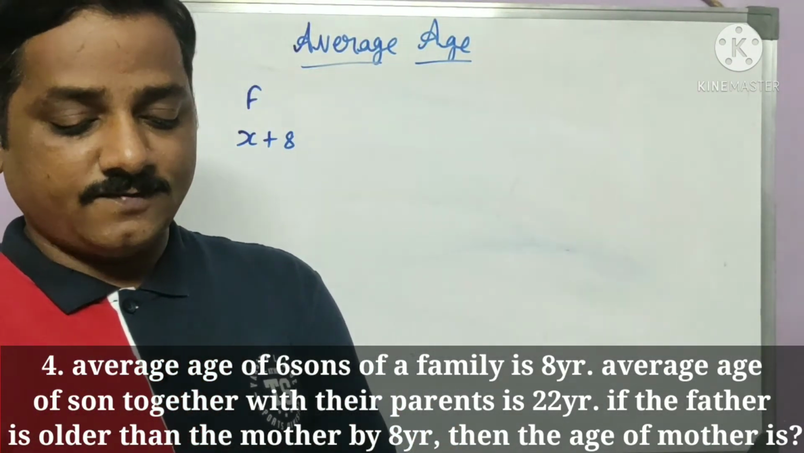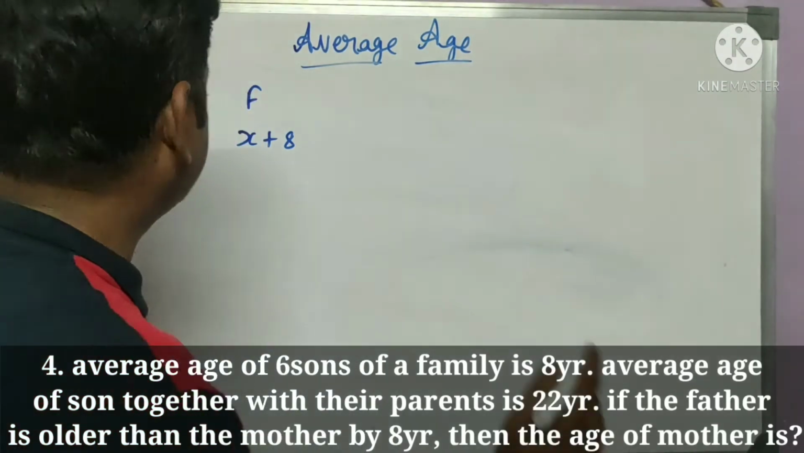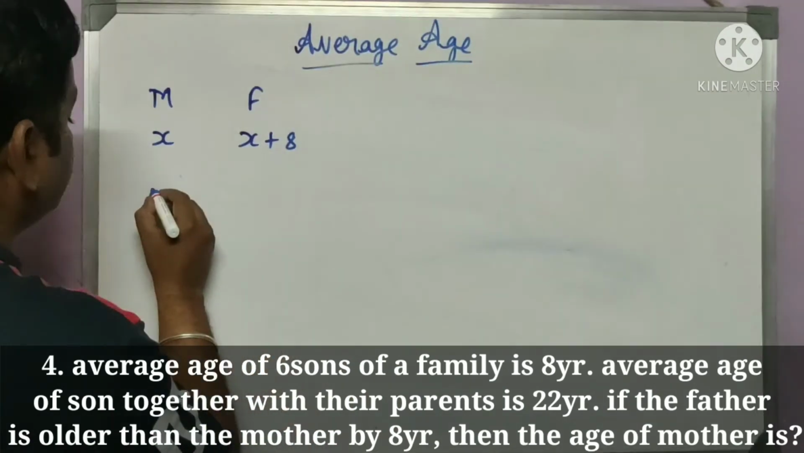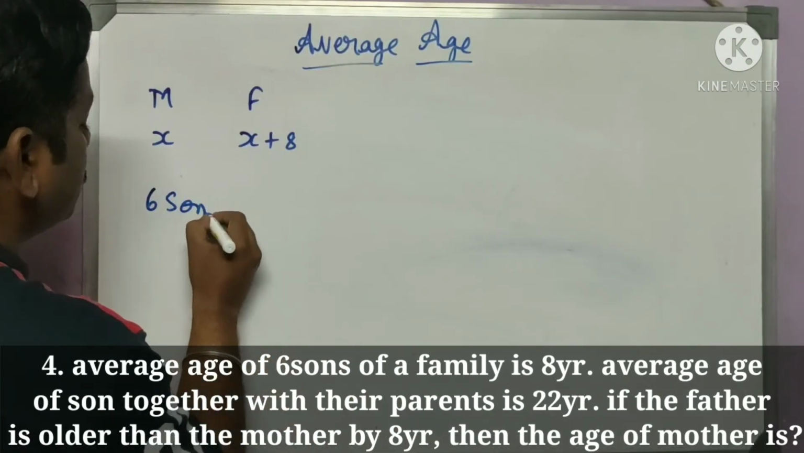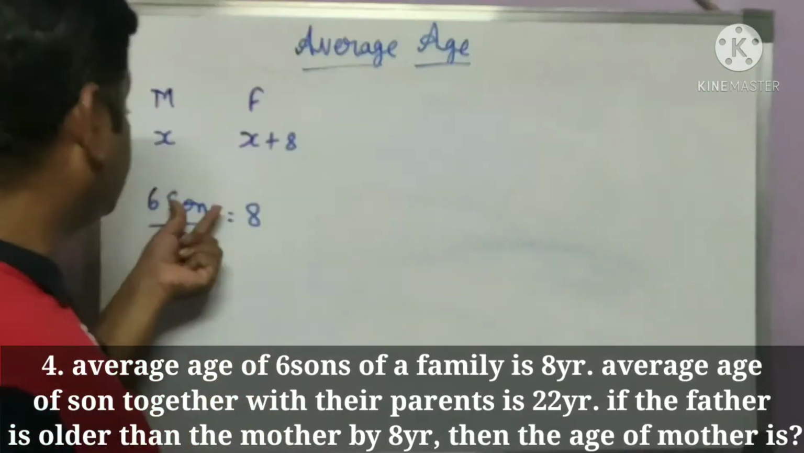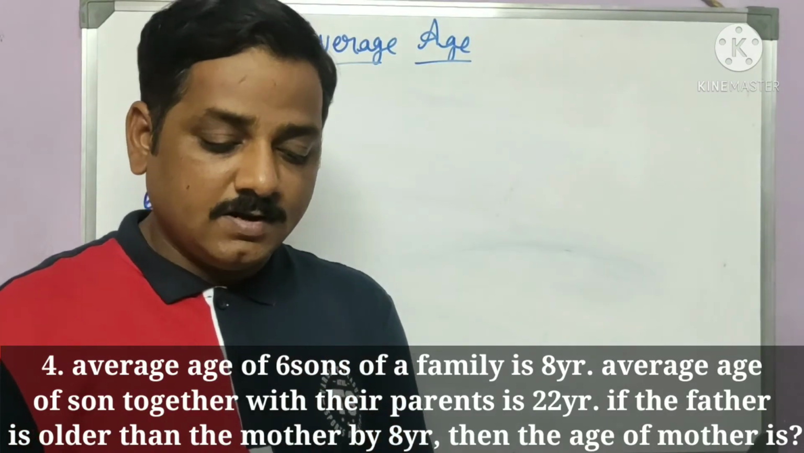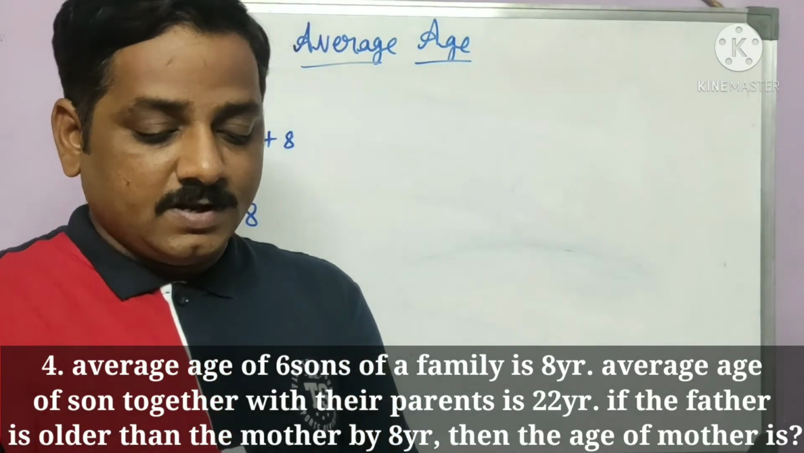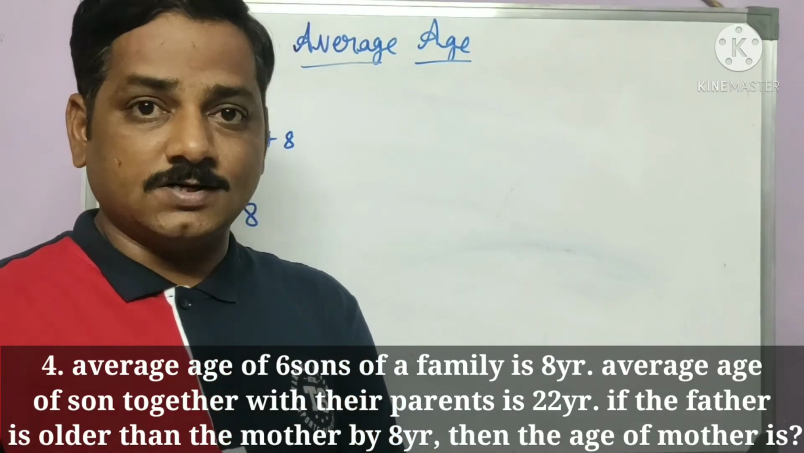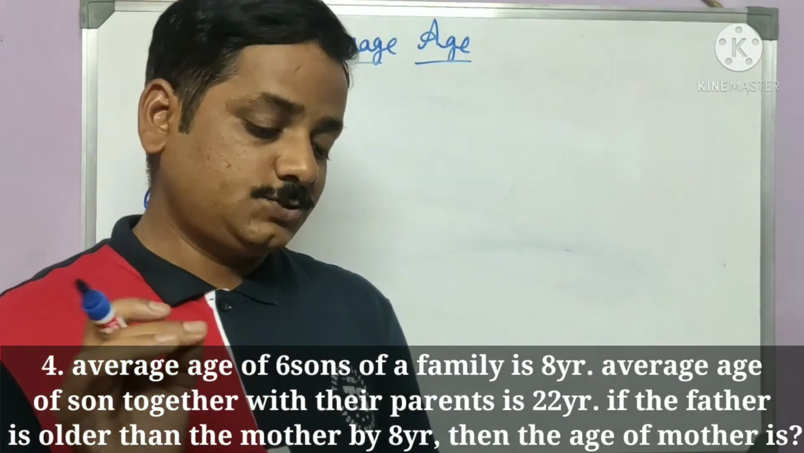The average age of 6 sons of a family is 8 years. So we can say the sum of the ages of 6 sons divided by the total number of sons, 6, is equal to 8. That is a given statement. And they have given one more statement here: the average age of all the 6 sons together with their parents is 22.